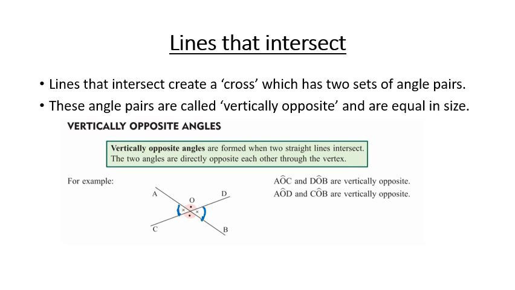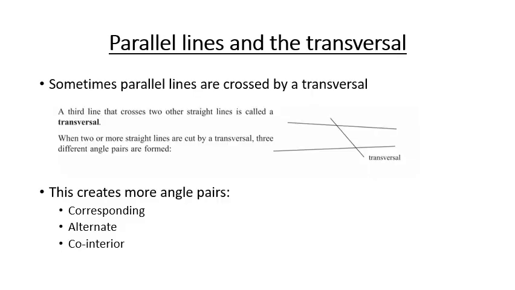And we also have another couple of pairs here where we've got a little dot and a dot, and they are going to be equal in size because they are directly opposite each other. So the opposite angles at a point of intersection are always equal, and they are called vertically opposite angles.